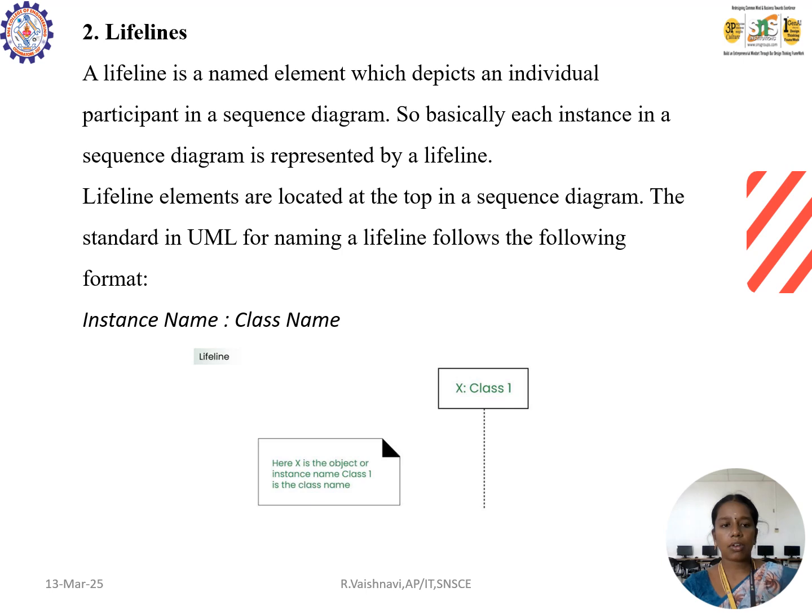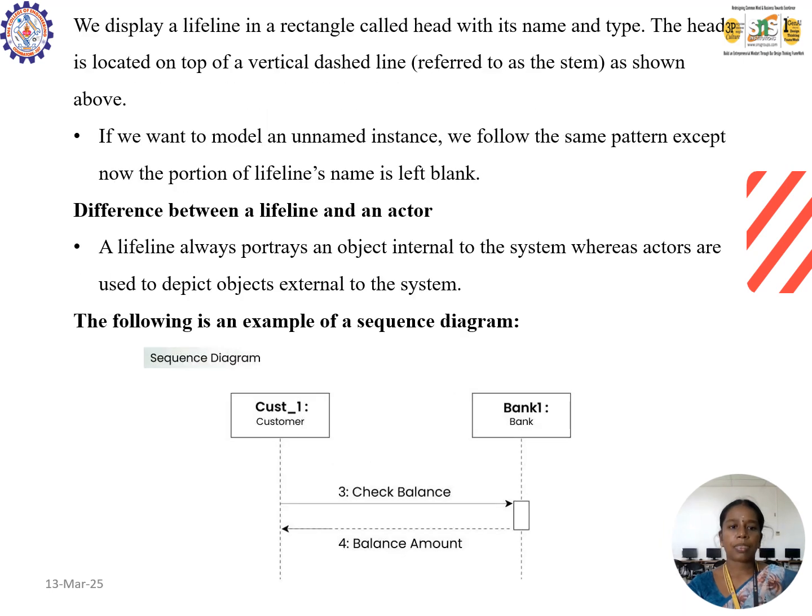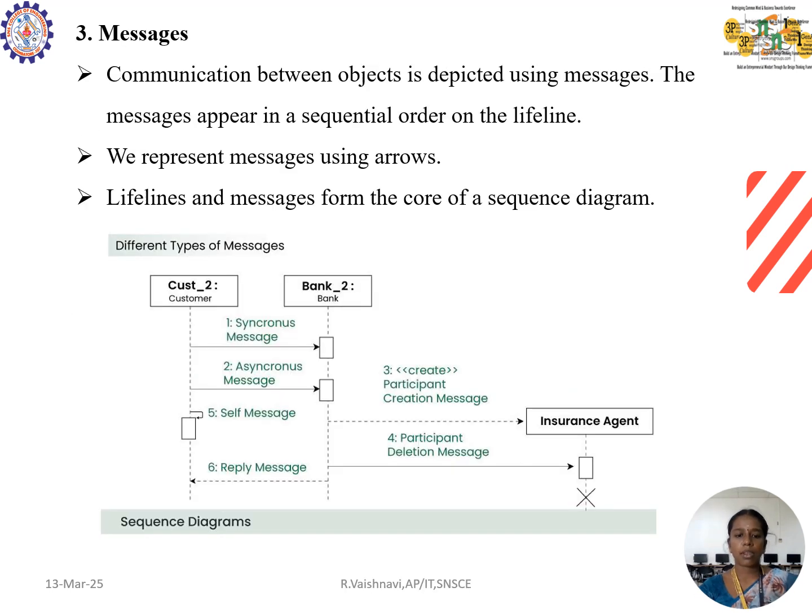And then the second notation will be the lifeline. It is a named element which depicts an individual participant in the sequence diagram. It is represented as a rectangular box. And then here we have the difference between the lifeline and an actor. The lifeline always portrays an object internal to the system, whereas the actors are used to depict the objects external to the system.